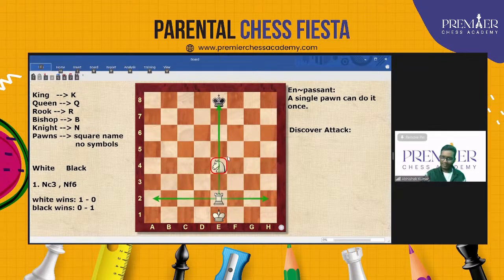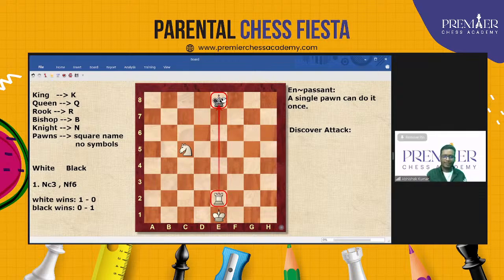Yes. So we can understand discovered attack like this. When we are removing our own piece, and while removing it, another piece is uncovering an attack to the king, we call that a discovered attack. Okay, there is a hidden attack over here. As you can see, the rook is attacking the king, but this attack is covered by the knight. Because there's a knight on e4, the rook is not able to attack the king. But when we are removing the knight from the path, it is uncovering the attack to the king. So this is what we can say. It is a discovered attack. Uncovering an attack is called a discovered attack.